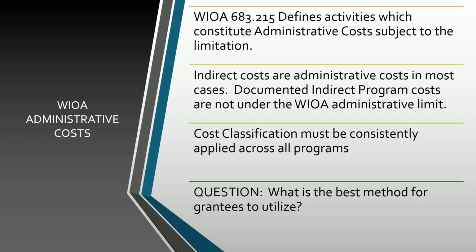What's the best method for grantees to utilize? How do you know which one to pick? You got a cost allocation plan, you got a de minimis, or an indirect cost rate. How do you know? Now, there's a movement, and I'm not sure it's going to happen in ETA, but I have a feeling it's going to come soon. Under the new administration, OMB went to NIH, which is one of the biggest grant makers, and they're putting everybody on de minimis. Everybody's going de minimis.